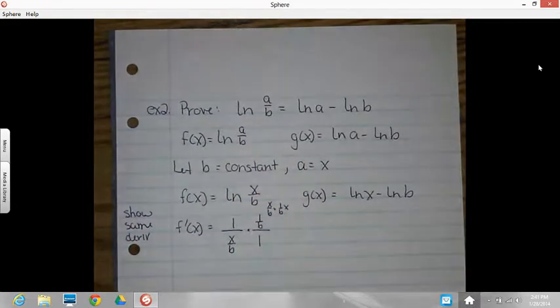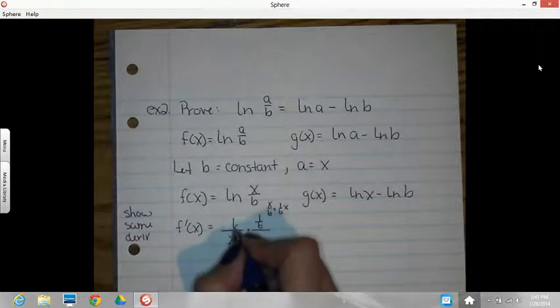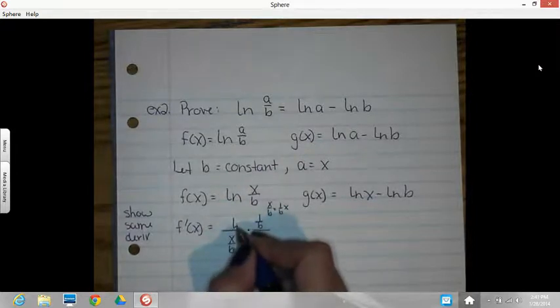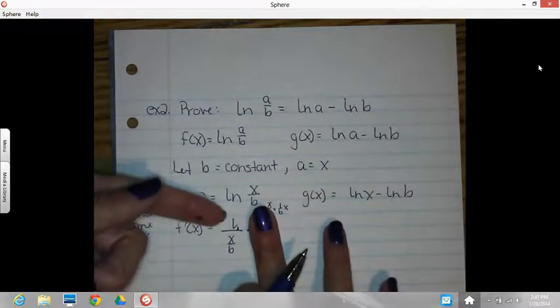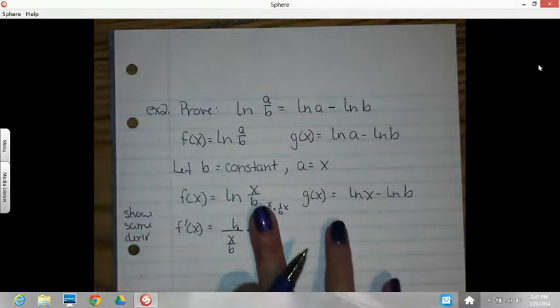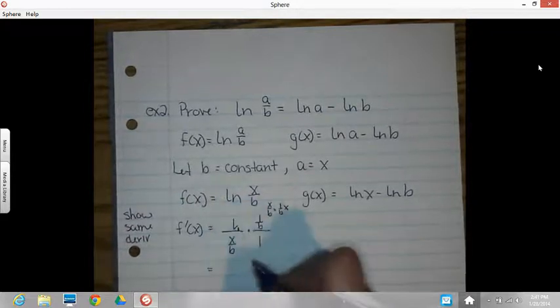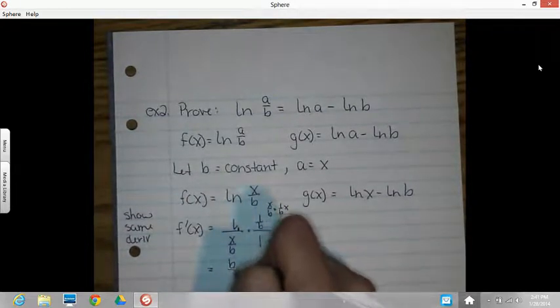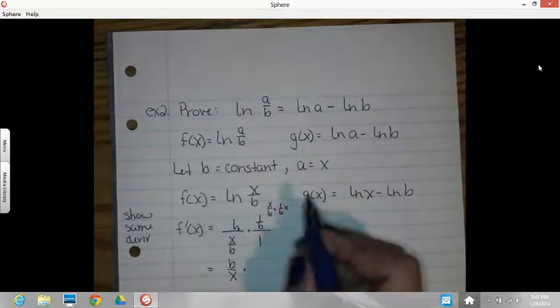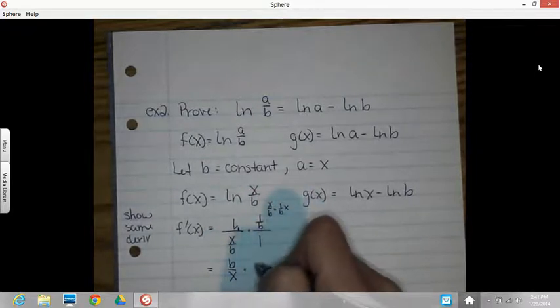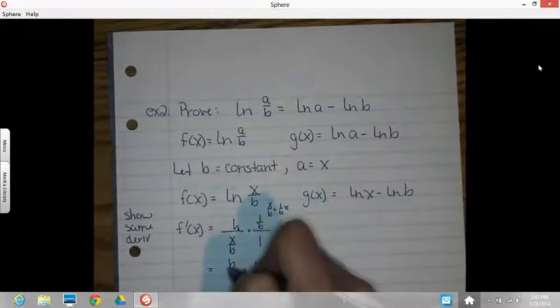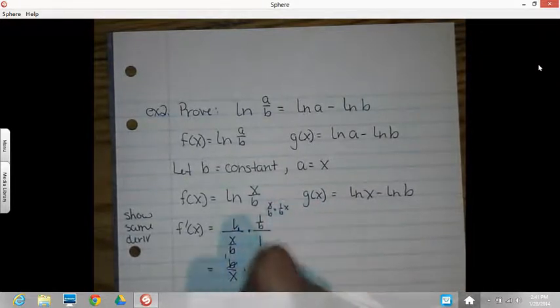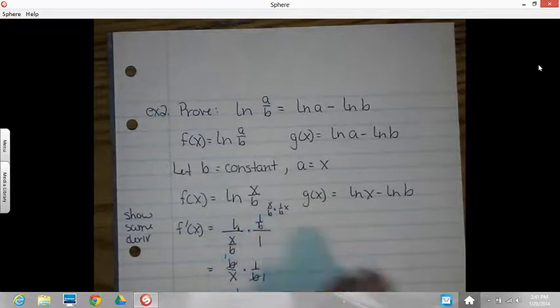Okay, so I've got fractions within fractions here. Let me take care of that first. I'll make this 1 over 1, so I'm just going to pretend that this isn't even here. I'm going to flip this bottom one over, multiply it by the 1 over 1 that I have here. So that becomes b over x. My b's cancel each other out, and I'm left with 1 over x as my derivative.